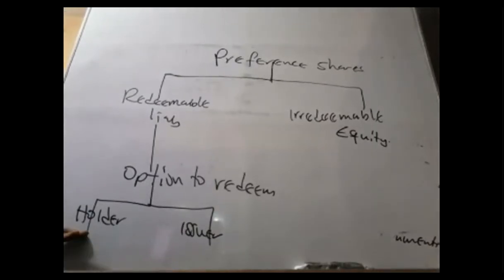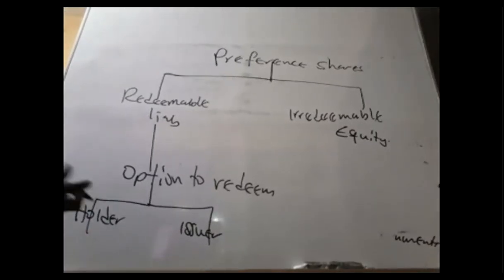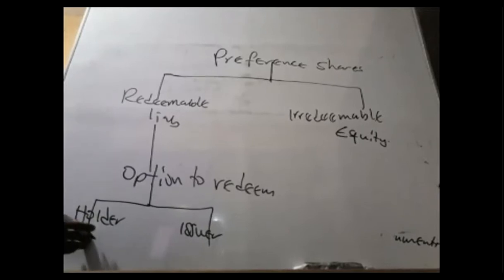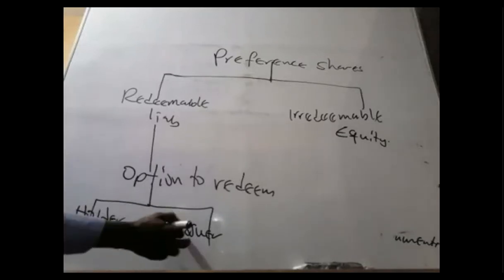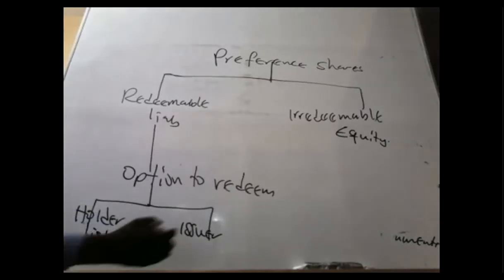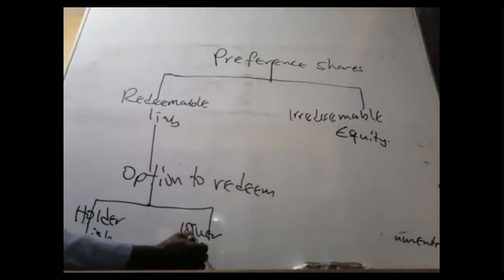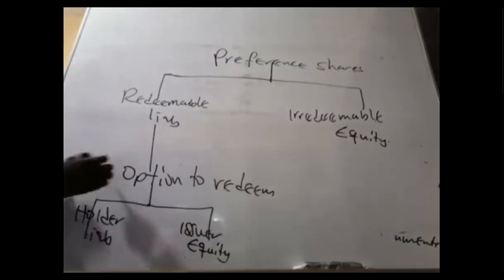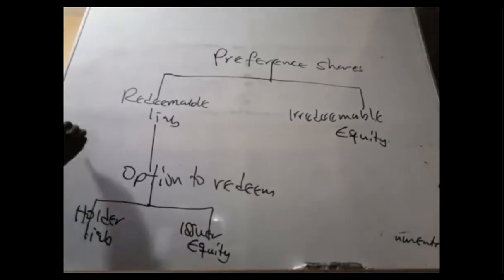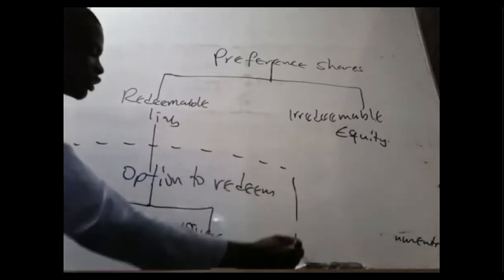Now, if the holder has the option to redeem, then it's a liability. If the issuer has the option to redeem, it's an equity. This one is an extreme. These sections are extreme.